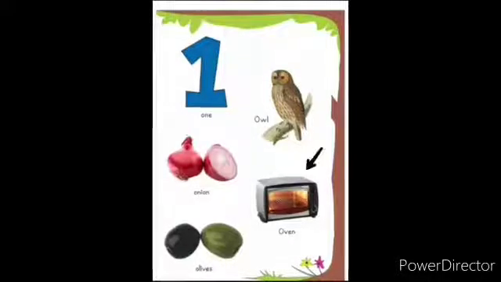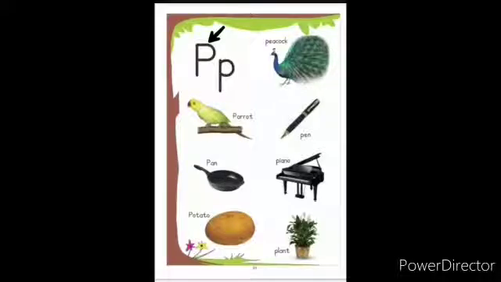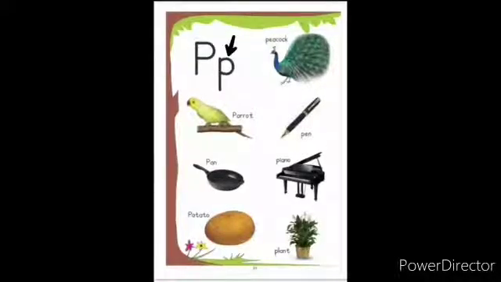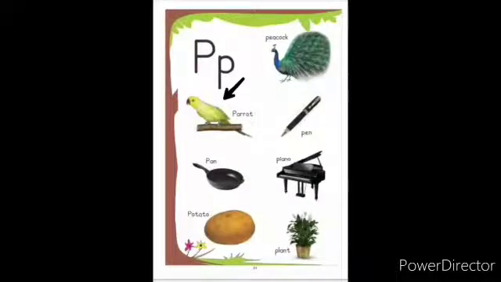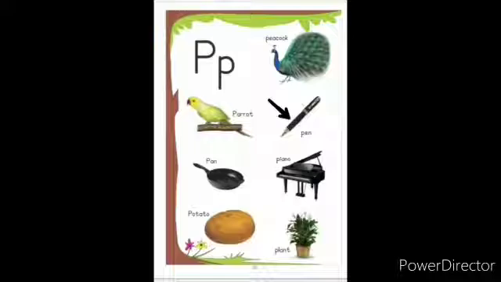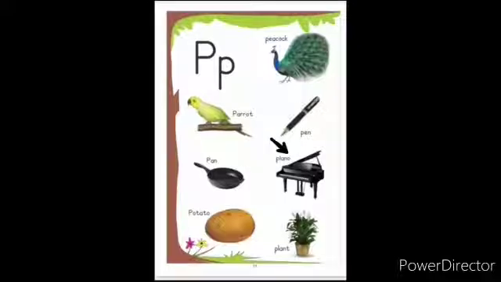O for oven. O for olives. This is alphabet P. The sound of alphabet P is P. Capital P, Mama P. Baby P, small p. P for peacock. P for parrot. P for pen. P for piano.